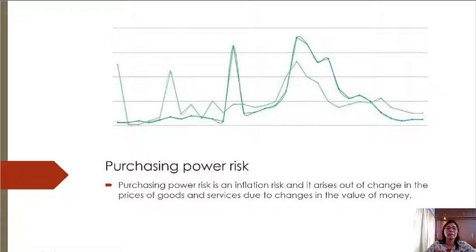Purchasing power risk. Purchasing power risk is an inflation risk and it arises out of change in the prices of goods and services due to changes in the value of money. Inflation risk is the variability in the total purchasing power of an asset. It arises from the rising of the general price level. So if the prices of goods and services increase and the income of a person doesn't increase, then it is difficult for him to purchase the products, and this is what purchasing power risk is.